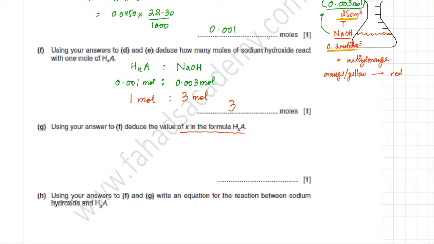So I can take examples of acids. For example, I can think of HCl, where H has a value of 1. There's only 1 hydrogen, so X has a value of 1. Or if X has a value of 2, I can think of another acid which is H2SO4.